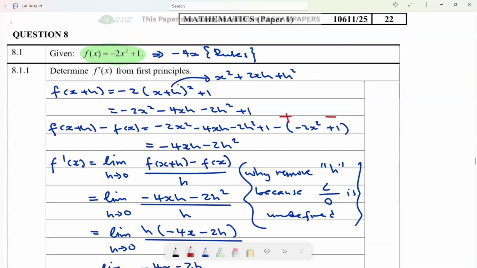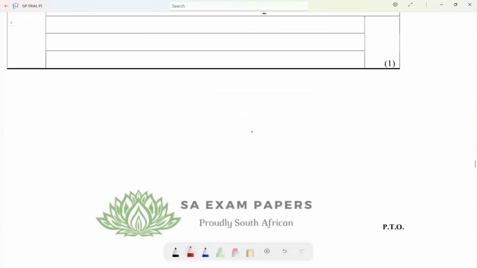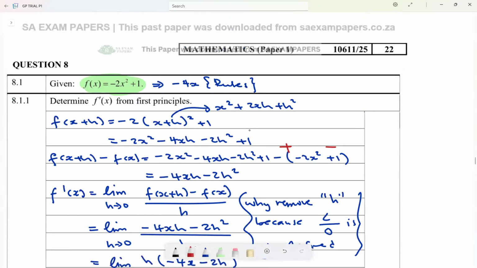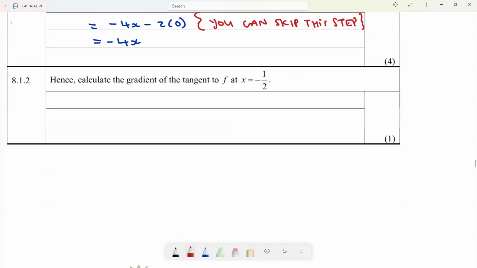So the answer that you got, is it the same as the prediction? Yes. Move on. And remember, guys, what does the first derivative mean? F prime of x means the gradient, but not at a specific point. So 8.1.2 says, hence calculate the gradient of the tangent to f at x is equal to negative 1. So what is the gradient of the tangent? Calculate the gradient of the tangent of f at that x.